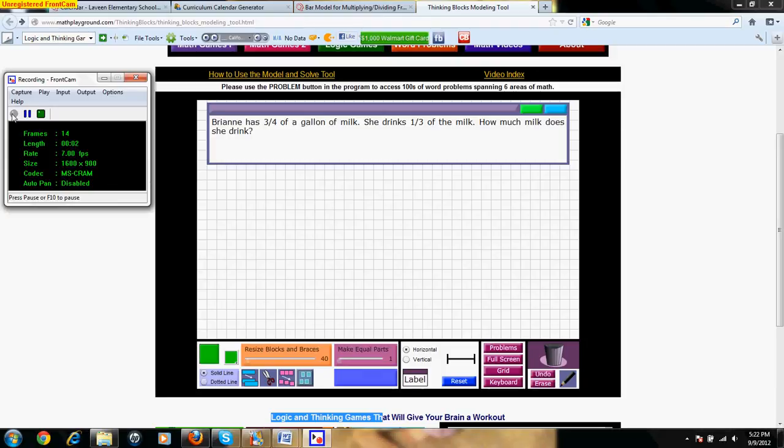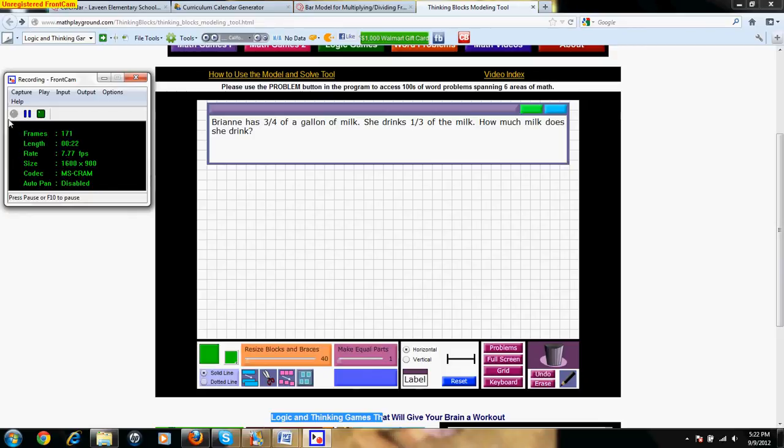Today we are going to work on multiplying fractions. We're going to use word problems where we'll practice, as well as creating a model so you can see it visually. We'll start with this word problem. Brianne has 3/4 of a gallon of milk. She drinks 1/3 of the milk. How much milk does she drink?